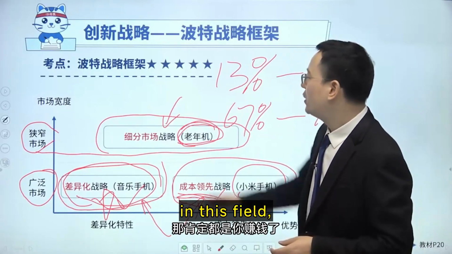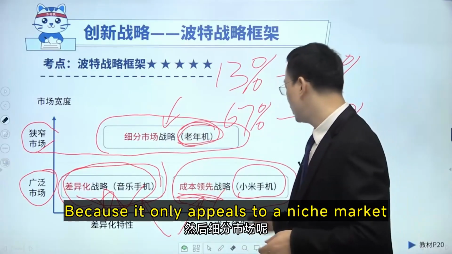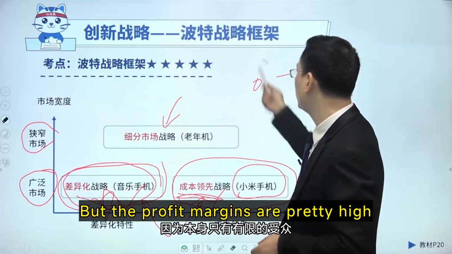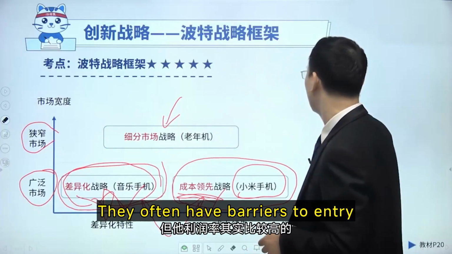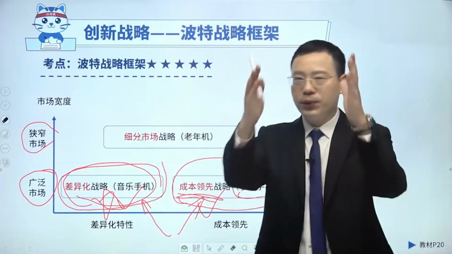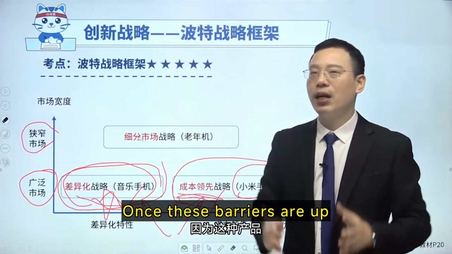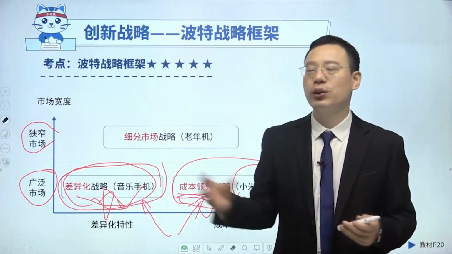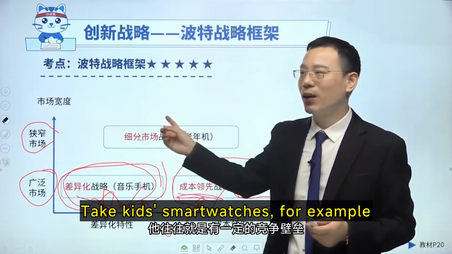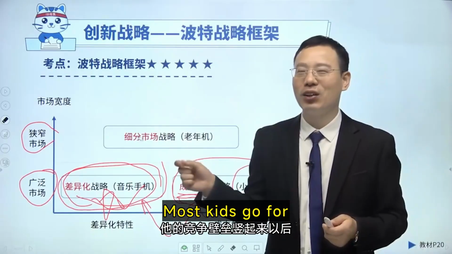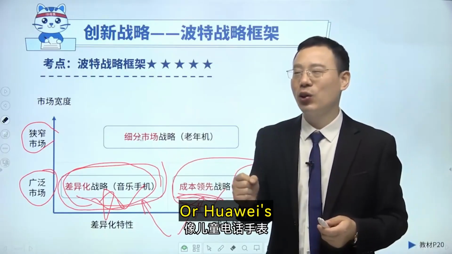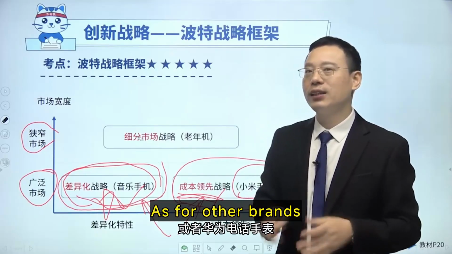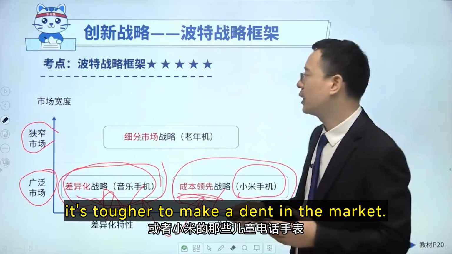As for niche markets, in this field, because it only appeals to a niche market, the revenue isn't huge, but the profit margins are pretty high. These kinds of products often have barriers to entry. Once these barriers are up, it's hard for others to break into the market. Take kids' smartwatches, for example. Most kids go for the Xiaomi brand, or Xiaomi smartwatches for kids. As for other brands, it's tougher to make a dent in the market.